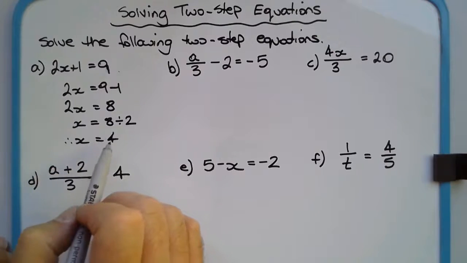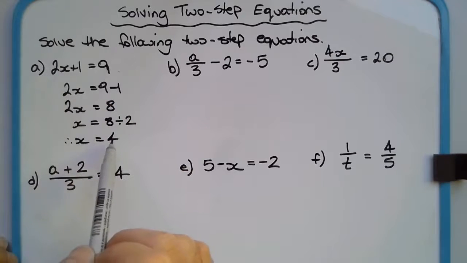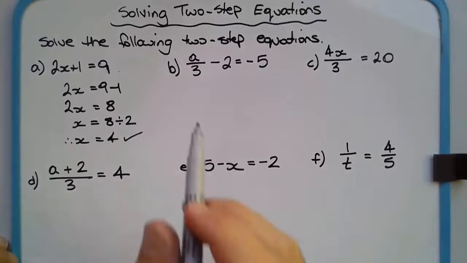Now, we can test that in our original equation. So 2 times 4 is 8. 8 plus 1 is equal to 9. And we're happy with that. Let's have a look at the next one.